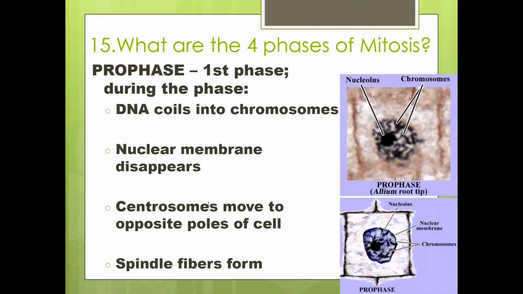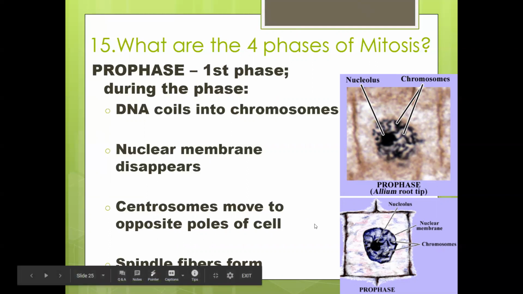Centrosomes are these organelles that don't really have a purpose other than during cell division. They produce spindle fibers that are going to pull those chromosomes to opposite ends of the cell. Those are going to go ahead and move to opposite poles to prepare for that. And then spindle fibers are forming because of those centrosomes.